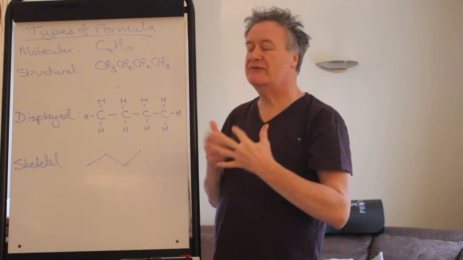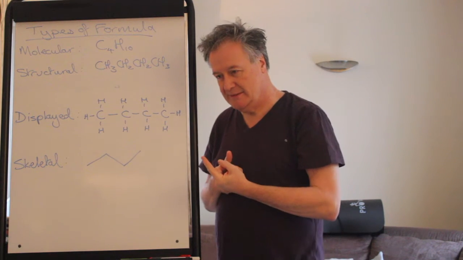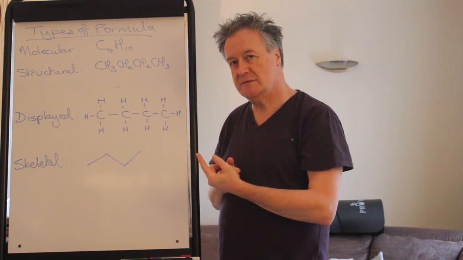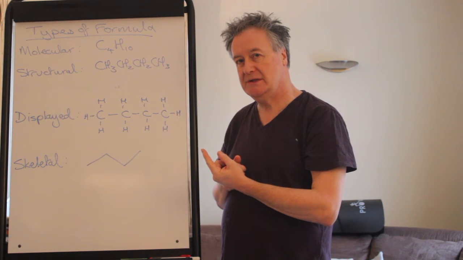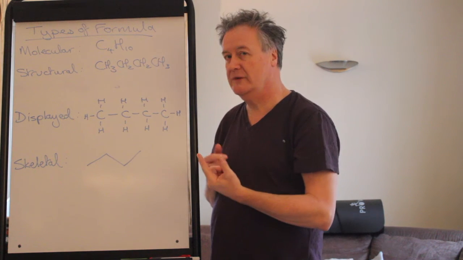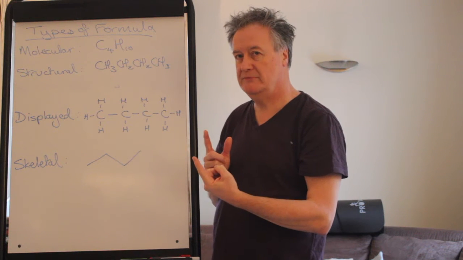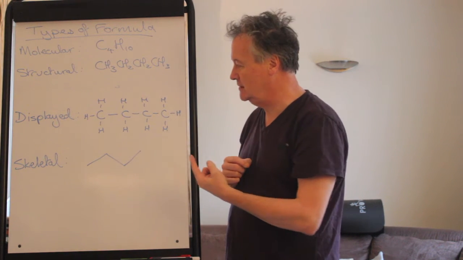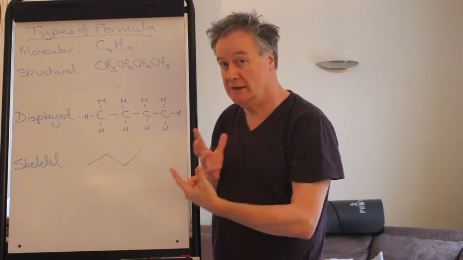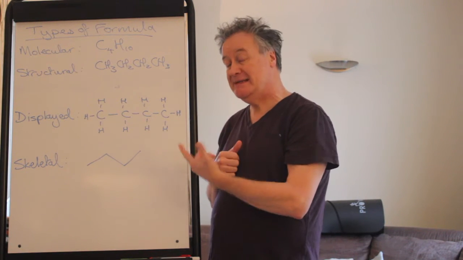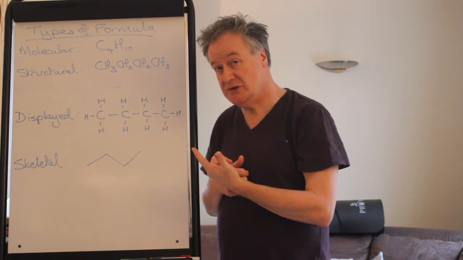Displayed tells you every single bond. Now this is one of the mistakes that people make if they're asked to draw a displayed formula in an exam question, is that they miss out one of the bonds. The classic is an OH, which needs a bond between the oxygen and the hydrogen. People miss it out, lose the mark. Because displayed formula, the definition is every single bond is shown.